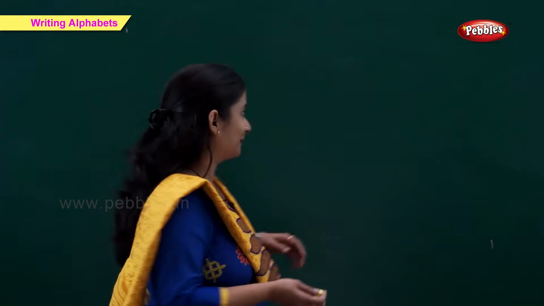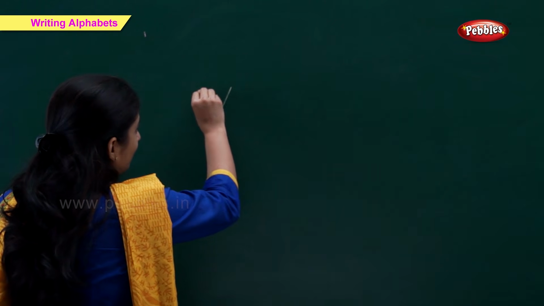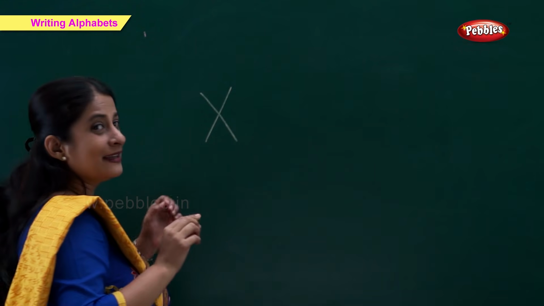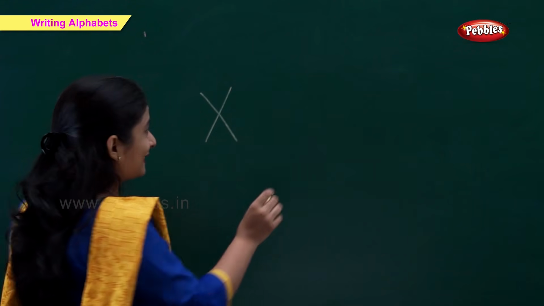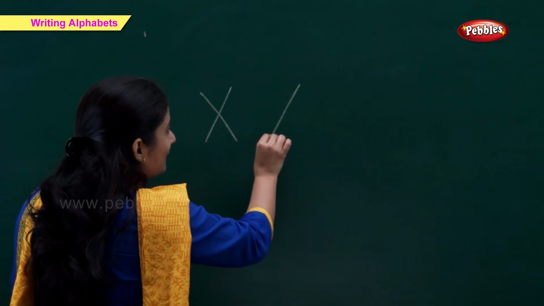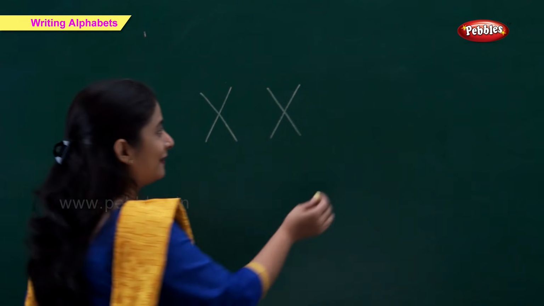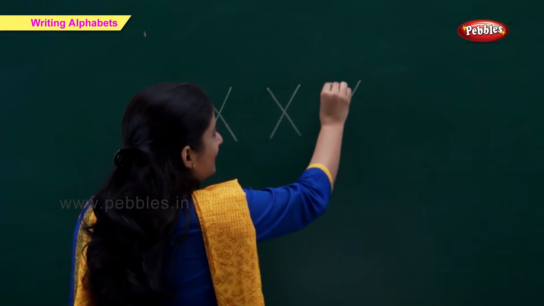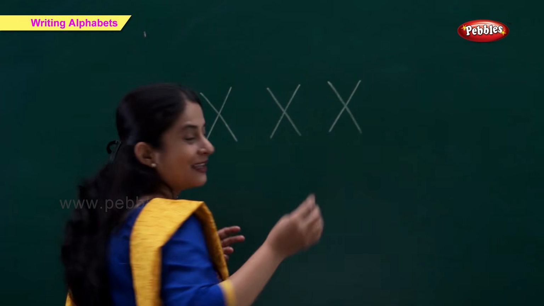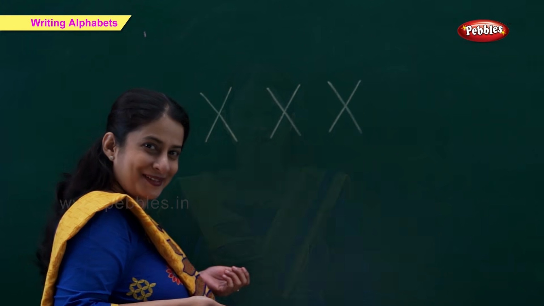Now we are going to write X. Small x. One cross line, another cross line makes X. Small x. One cross line, another cross line makes small x. Again, one cross line, another cross line makes small x.